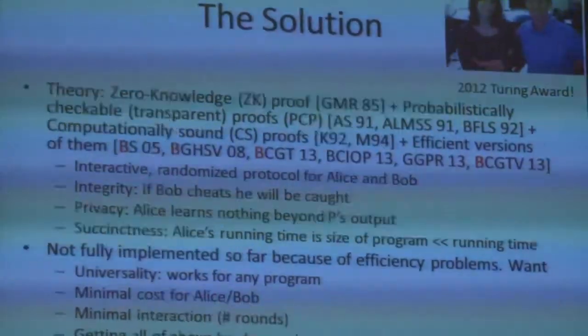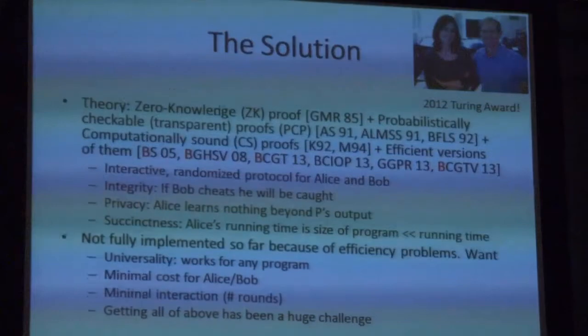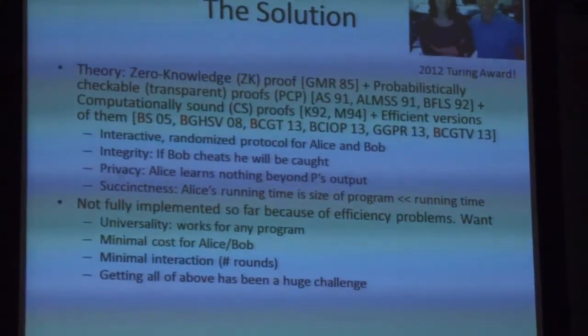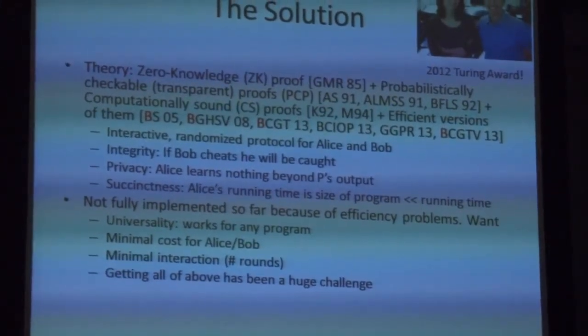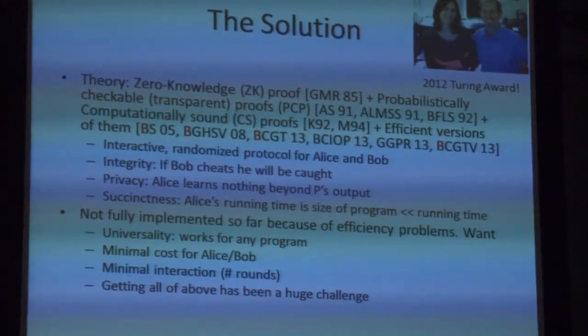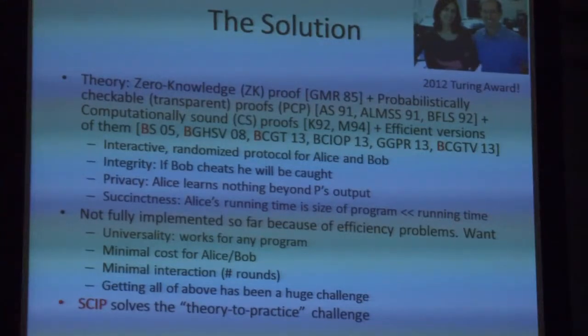In particular, if you want to achieve all of these, you want universality. You want it to be something like a compiler that works for any program, not just for one typical thing that you did. You want minimal costs both for Alice and for Bob, and a minimal number of interactions. You don't want some convoluted protocol where Alice and Bob send messages back and forth. You want something that's as short as a signature. Getting all of those into a working system is a big, big challenge. That's why the spectacular works about zero knowledge proofs and other things are already 30 years old, but they haven't been implemented so far. And our main contribution, and that's what I'm telling you about, is that we actually solve this theory to practice challenge.